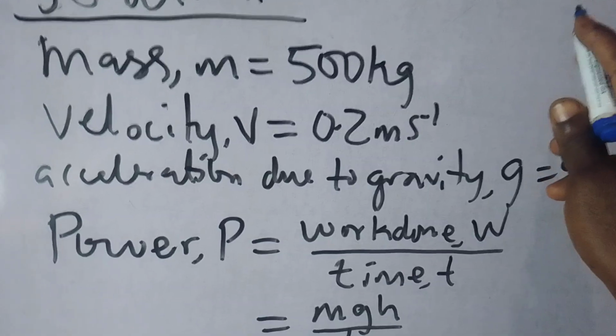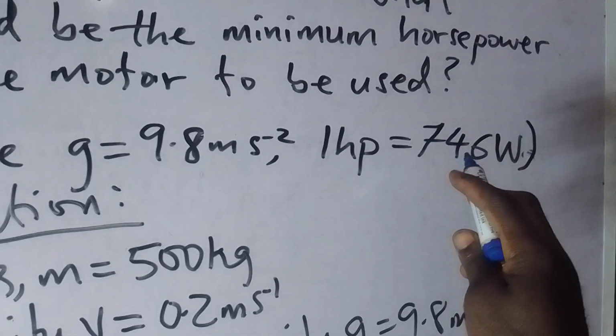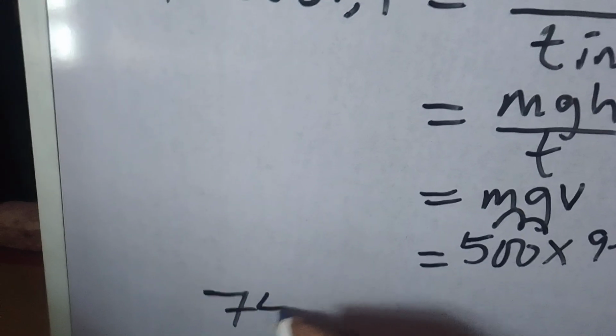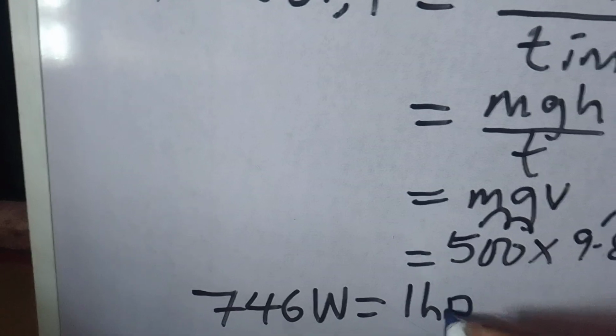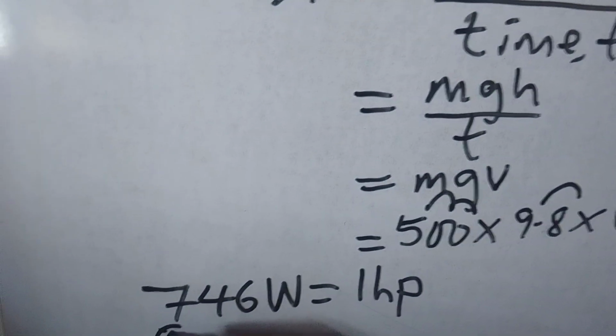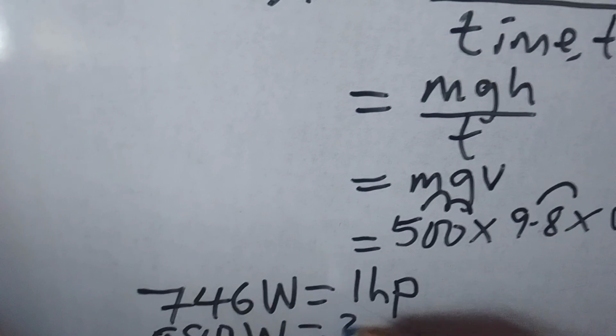Then the question told us that 1 horsepower is equal to 746 watts. So which means 746 watts is equal to 1 horsepower. So 980 watts will now be equal to what?